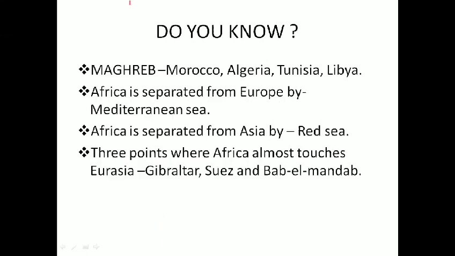Now, do you know Maghreb? Maghreb means western side. Generally, Morocco, Algeria, Tunisia, and Libya together constitute the Maghreb region. Africa is separated from Europe by the Mediterranean Sea. Africa is separated from Asia by the Red Sea. And the three points where Africa almost touches Eurasia are Gibraltar, Suez, and Bab el Mandeb.